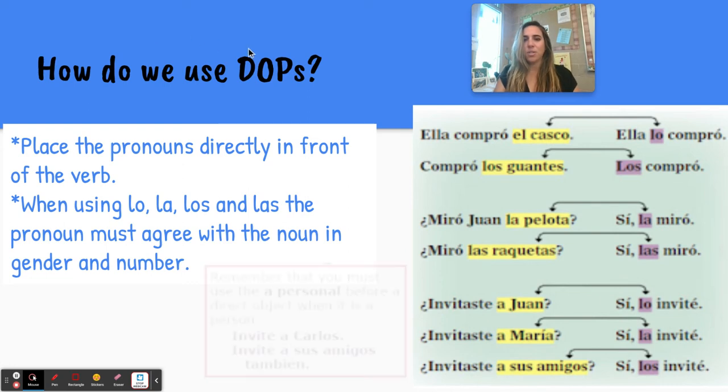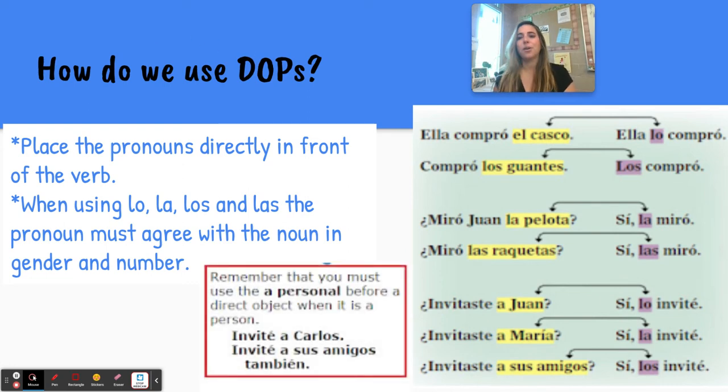And one more note already printed in your copy. You must remember that you must use the a personal before a direct object when it is a person. So if we want to say, I invited Carlos, I invited who? Carlos. In Spanish, you have to use the word a. It's called a personal a. Invité a Carlos.